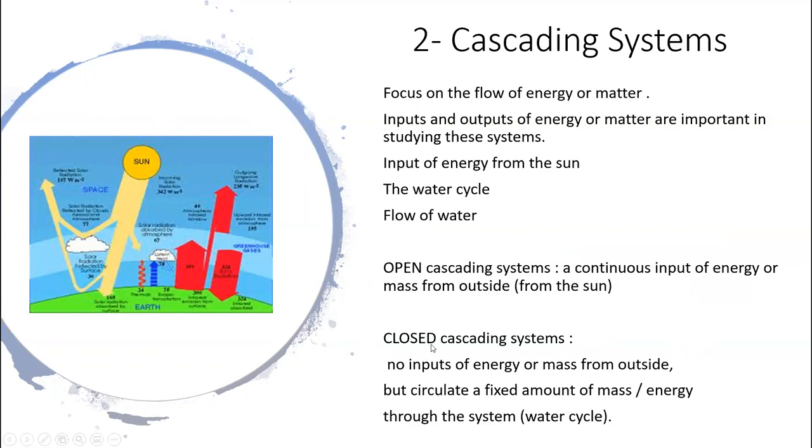A closed cascading system would see no input of energy or mass from outside, but circulates a fixed amount of mass or energy through the system. For example, the water cycle. Yes, it takes the sun to start it, but the water cycle itself is a closed cascading system. Okay, so see the difference here? I hope you do.